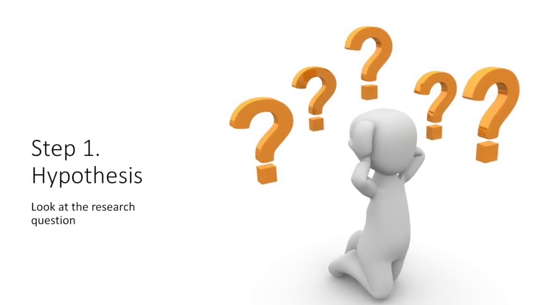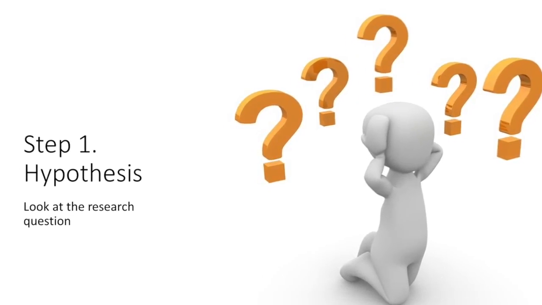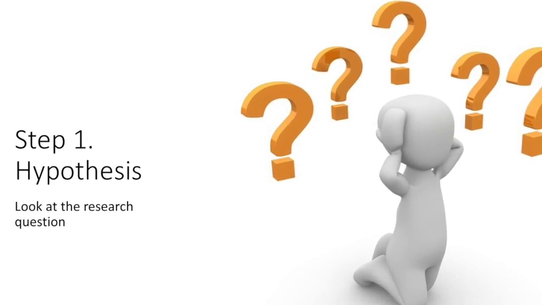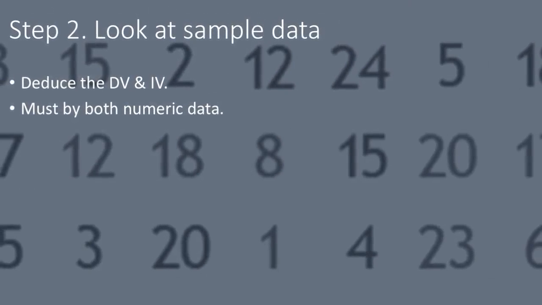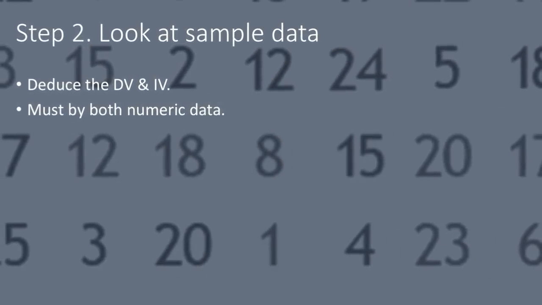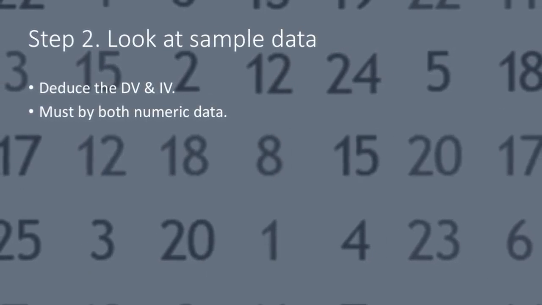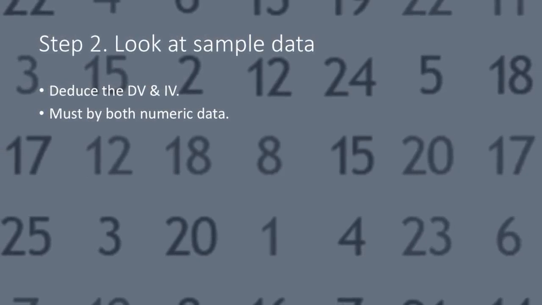These are the steps for simple linear regression. The first step is to predict that something is going to happen. That is the hypothesis, to look at the research question. The second step is to look at the sample data to deduce which is the dependent variable and the independent variable. Both must be numeric and be related or correlated.